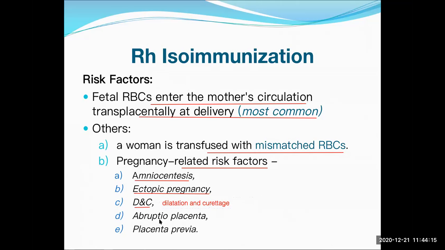Abruptio placentae. We all know what this is. Abruptio placentae is a type of antepartum hemorrhage where there is premature separation of the placenta. So there is a formation of retroplacental clot. It can again lead to mixing up between the fetal RBC and the maternal circulation. And placenta previa is another cause.